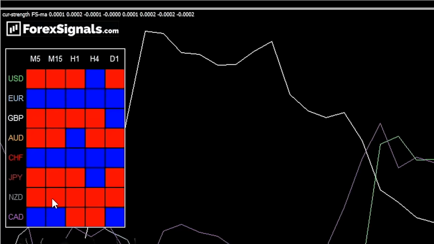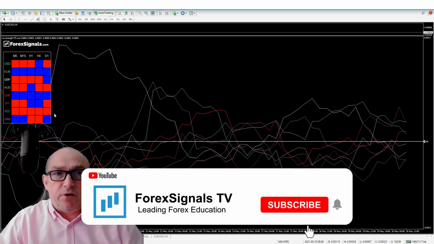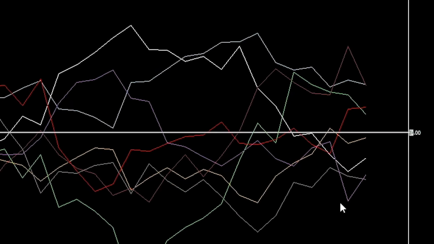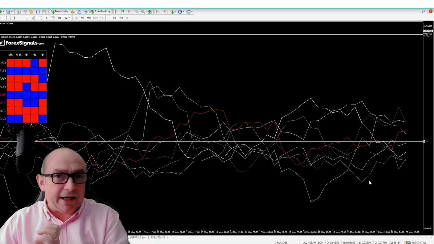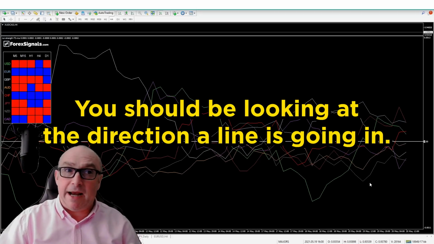You look here, the New Zealand dollar, it's red against all the different time frames. That basically means it's below the line on all time frames, meaning there's weakness coming into the New Zealand dollar, and you can see that by the direction of the lines. Now, the important thing I think you should focus on when you're looking at a strength meter is not necessarily whether they are all above the line or all below the line, but the direction of travel, where they've come from in the past.